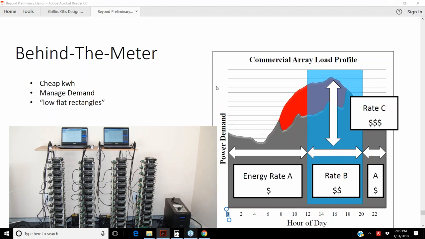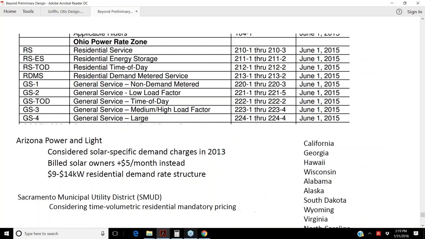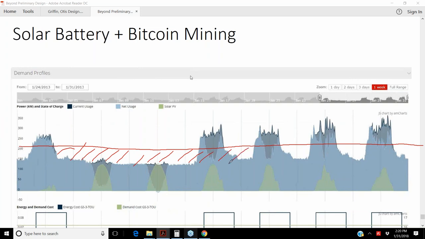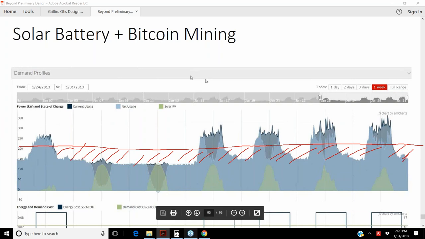It optimizes their electric rates. And there's a lot of demand charges that are available. So with solar, using a solar battery plus Bitcoin mining, what it would look like is you're chopping off all of the peak with your solar battery and then coming in with Bitcoin mining all the way up to your peak so that your rate structure is perfectly rectangular. And that can add additional project profitability.